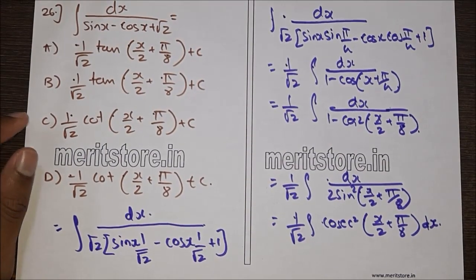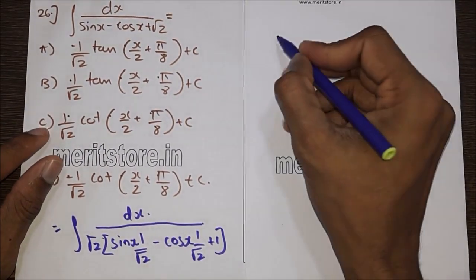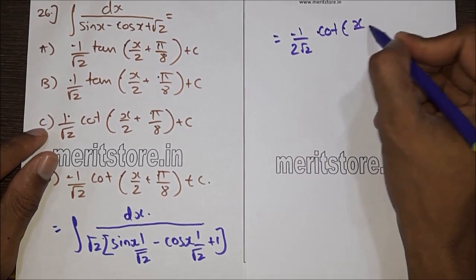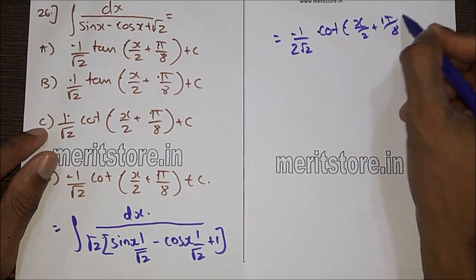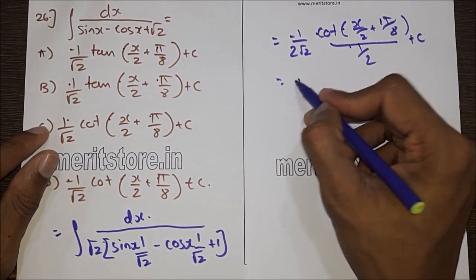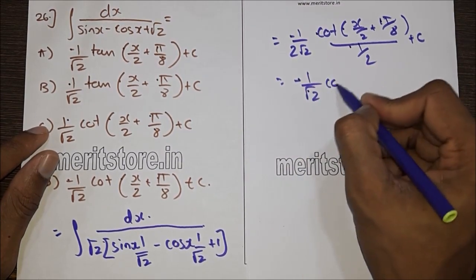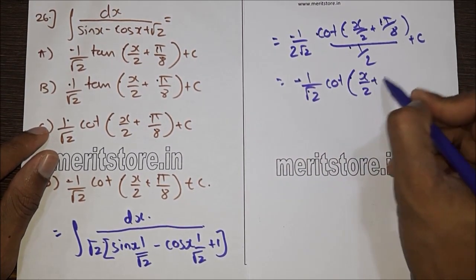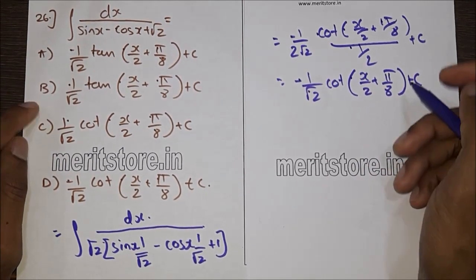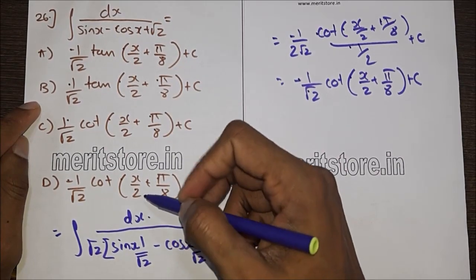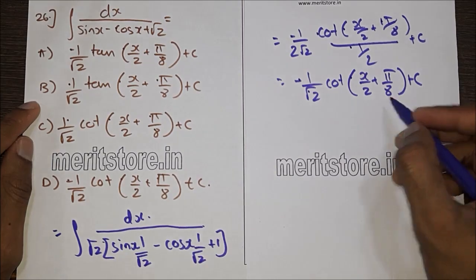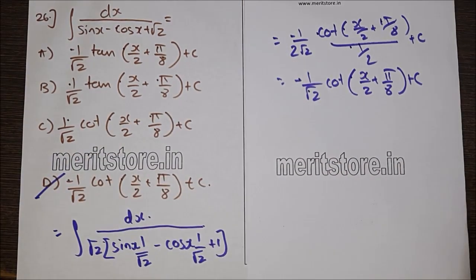Further, this can be solved as equal to minus 2 by root 2 cot x by 2 plus pi by 8 upon half plus c. We can write this as minus 1 by root 2 cot x by 2 plus pi by 8 plus c, which is our option. We see answer matches with D, that is minus 1 by root 2 cot x by 2 plus pi by 8. Therefore D is the correct answer.